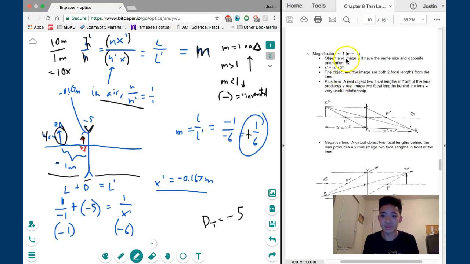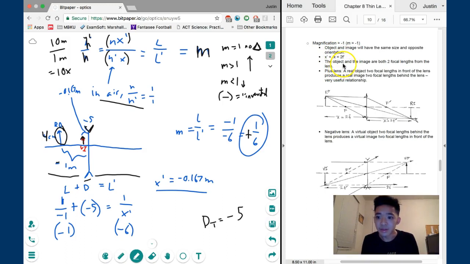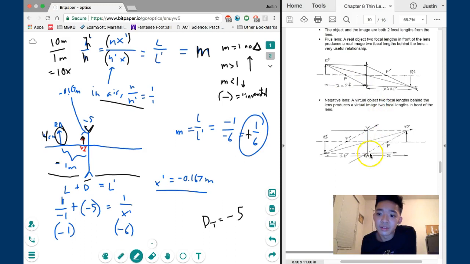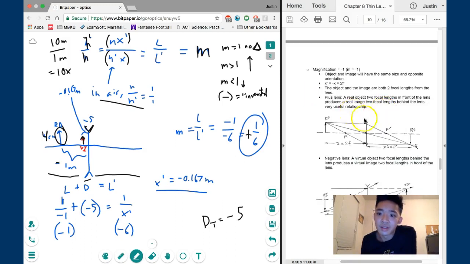Magnification is -1 when x prime is equal to negative... No, wait. Yeah. When the object and the image are both 2 focal lengths from the lens. That's when M is -1. So if the real object is twice the focal length, then the image will be twice the focal length and inverted. Same idea with the negative lens there. So that's kind of cool.